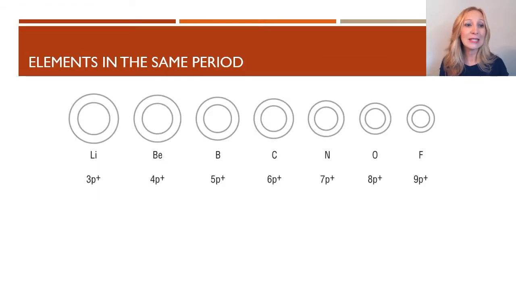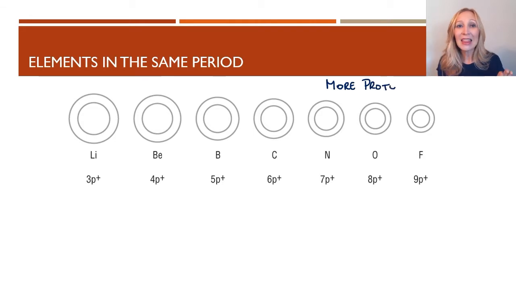Now if we look at elements in the same period, so this is the same row. We have lithium, beryllium, this row here, the second row of the periodic table. One thing I want you to notice is that every single atom in this row has 2 energy levels. So the outer electrons are going to be about the same distance from the nucleus. Hopefully you remember though that the nucleus pulls in the electrons. So the stronger the charge on the nucleus, the more positive it is, the more it pulls into the center.